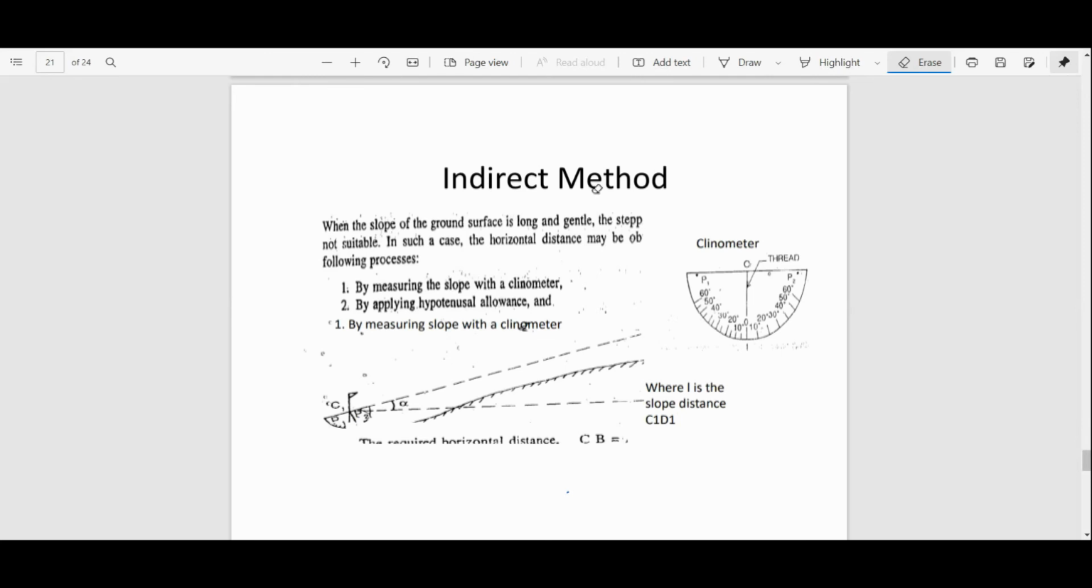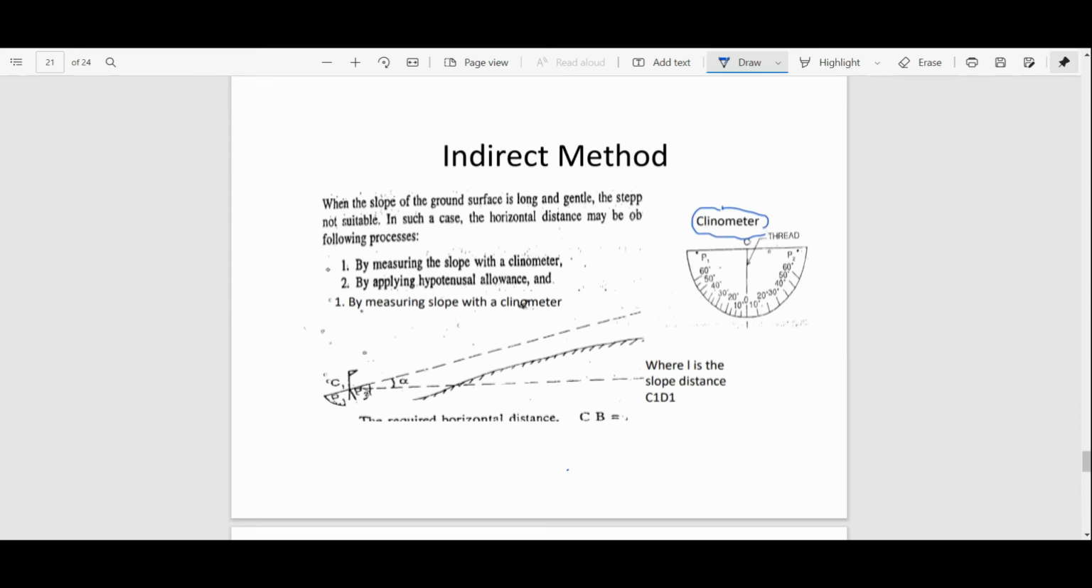Okay, next method is the indirect method. In the indirect method we are indirectly measuring the angles, and we will use trigonometry here, and then we will calculate the horizontal distance. You can see here that in the indirect method we have to calculate the slope, and that slope is calculated with the help of an instrument known as a clinometer. Now in this case again we use two methods. The first one is by measuring the slope with a clinometer, and the second one is by applying the hypotenusal allowance.